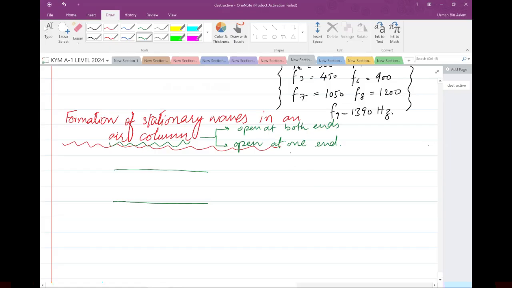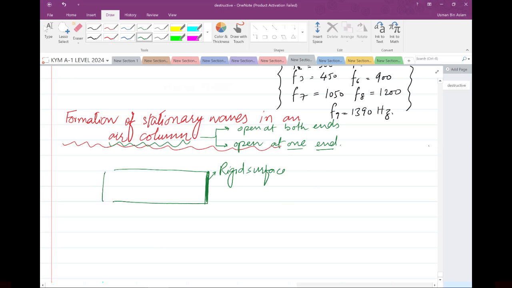First, we'll talk about open at one end. Imagine this is a cylinder that is sealed at the other end. Okay, it is sealed at the other end. That means this other end is a rigid surface.